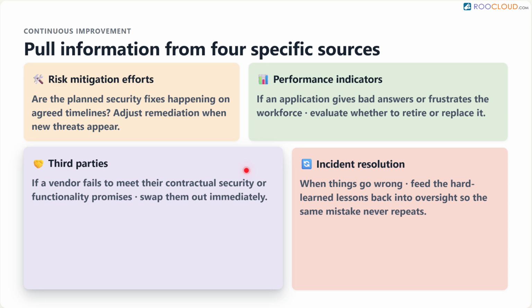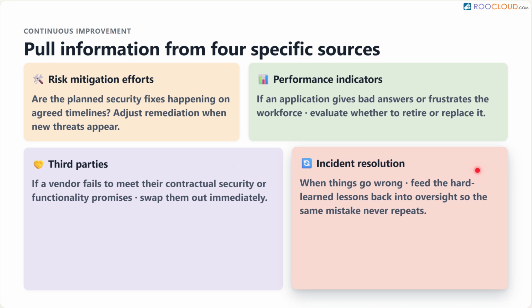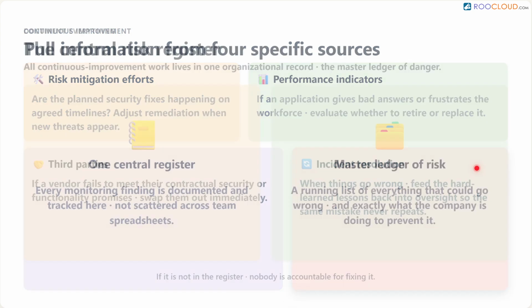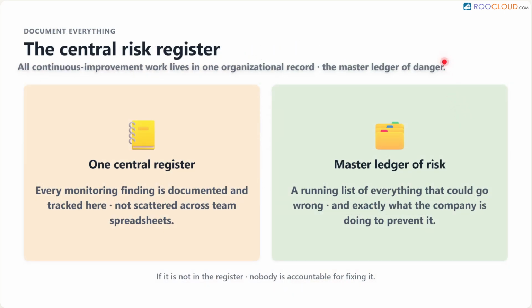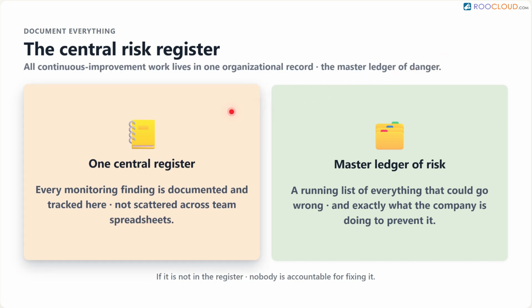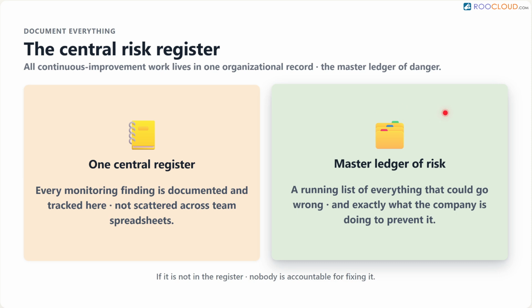Third, we keep a very close eye on third parties. If a vendor supplying your technology fails to meet their contractual security or functionality promises, you need to swap them out immediately. Finally, we look at incident resolution. When things inevitably go wrong, we take those hard-learned lessons and feed them back into our oversight process so we do not make the same mistake twice. All of this ongoing continuous improvement work should be documented and tracked in a central risk register, which is essentially a master organizational ledger of everything that could go wrong and what we are doing to prevent it.